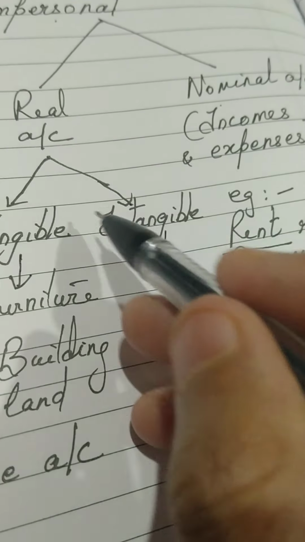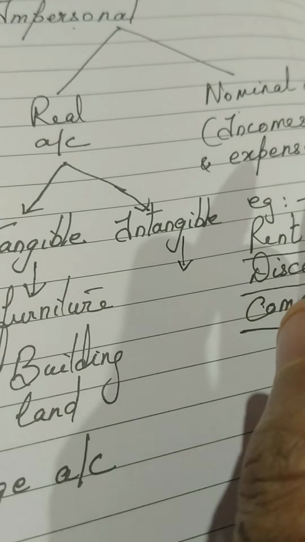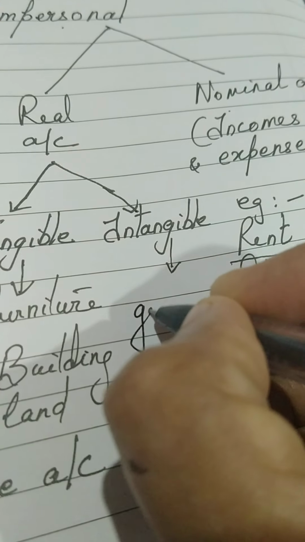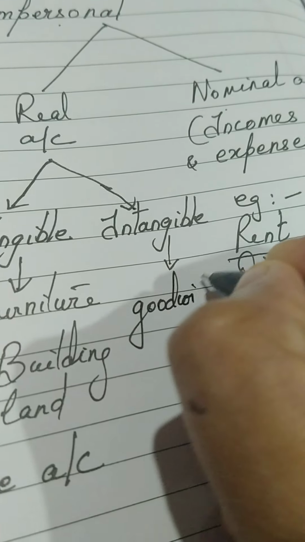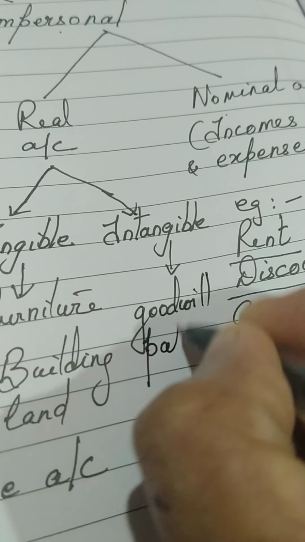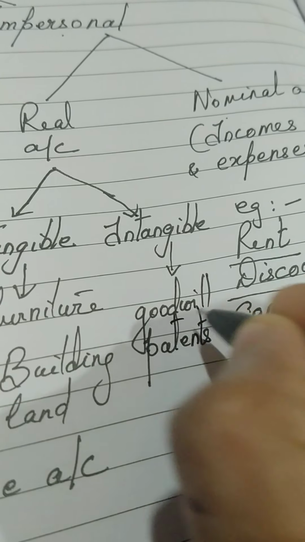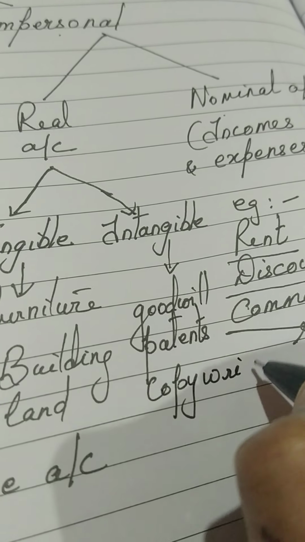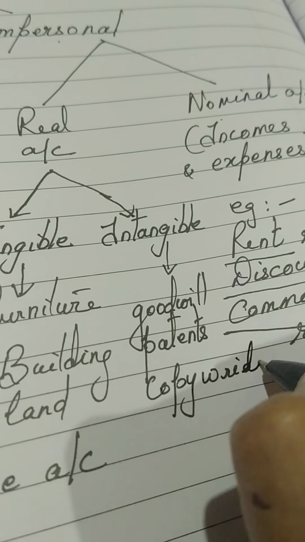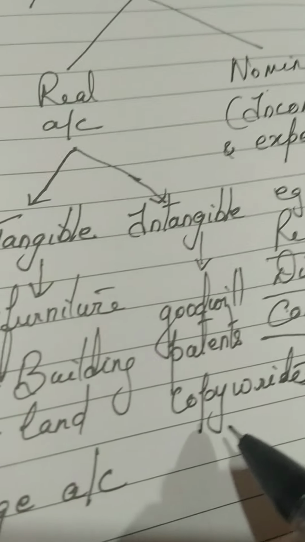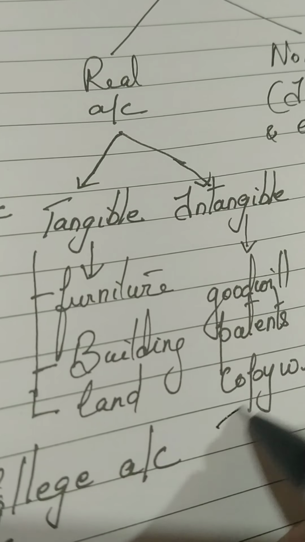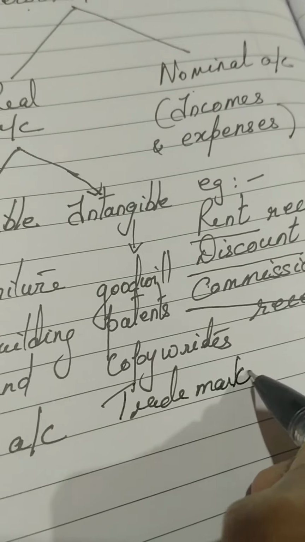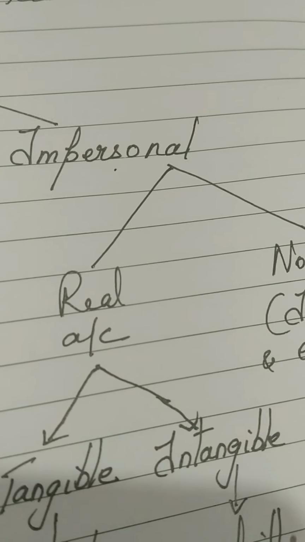Intangible means these are also assets, they also belong to the organization, but we cannot touch them, like the goodwill of the organization. I have already explained these to you in my previous videos. Just have a look: patents, copyrights, trademarks of the organization. These all come under intangible assets.